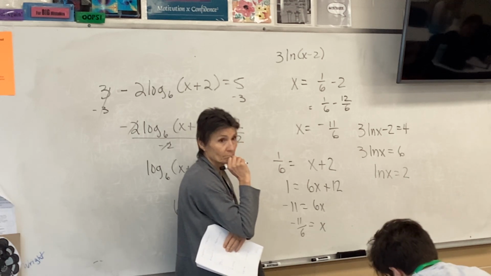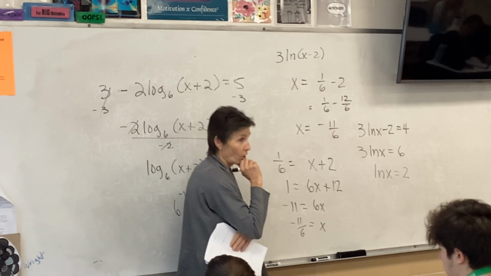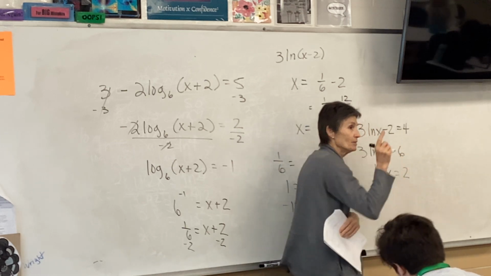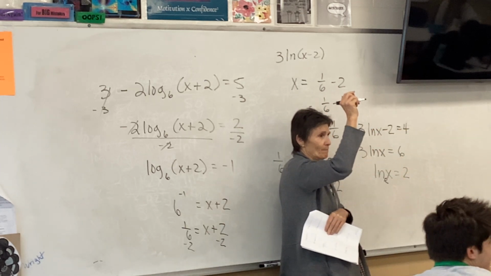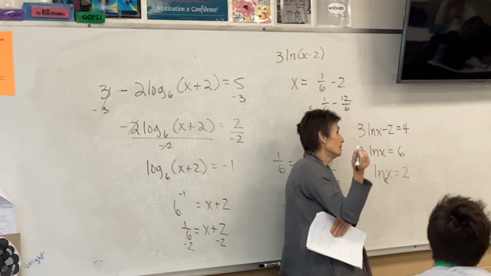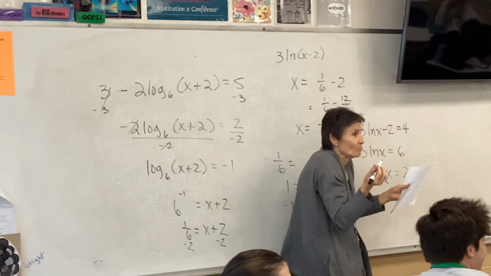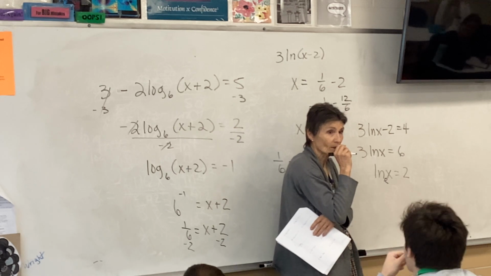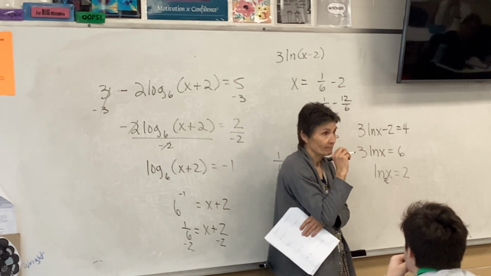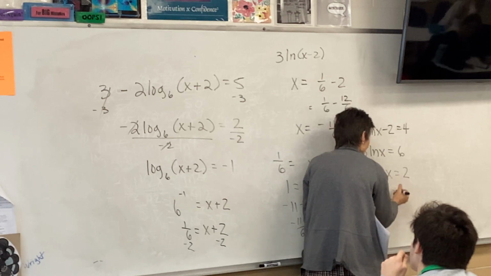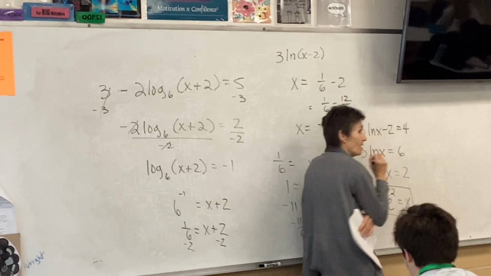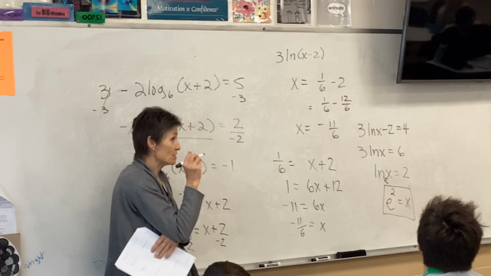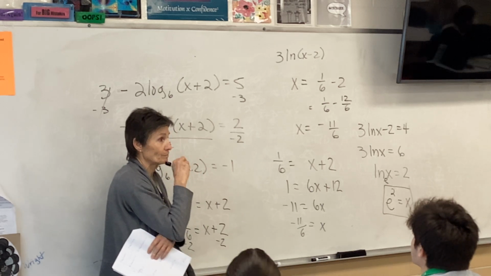Now what? Roll it? Oh, wait a second, there's no base. E, there is an E, it's not 10. When is it 10? It depends what you saw. If you have LOG, then it's 10. But if we have LN, then it's E. So E to the second equals x, and that's done. Remember, E can be left as E. So E squared is your answer. Okay?